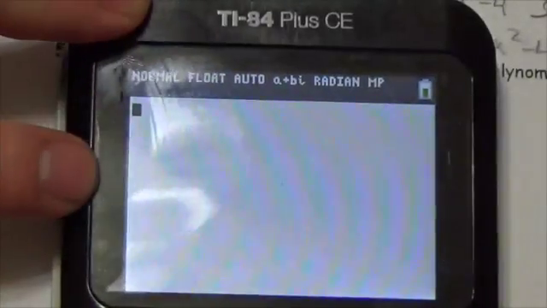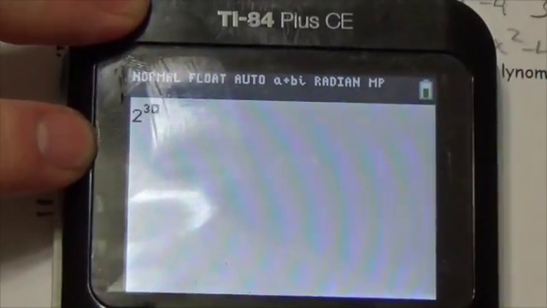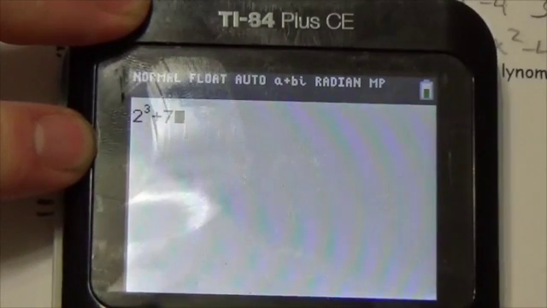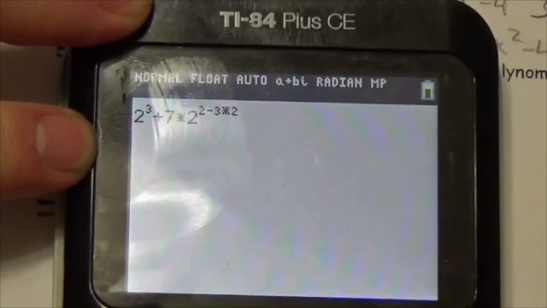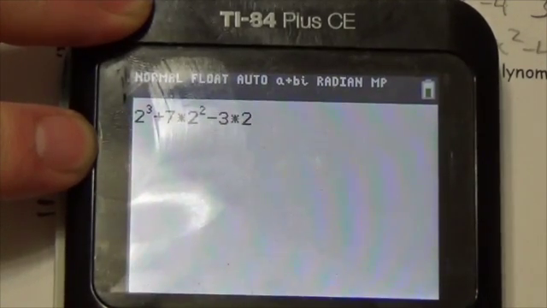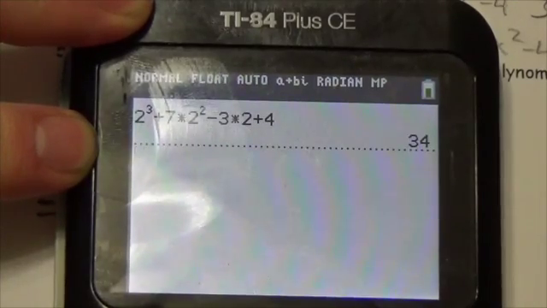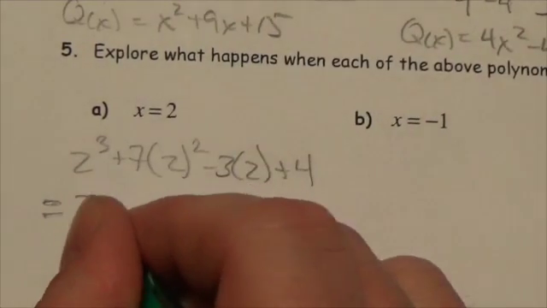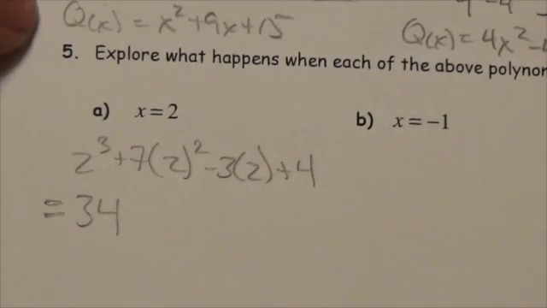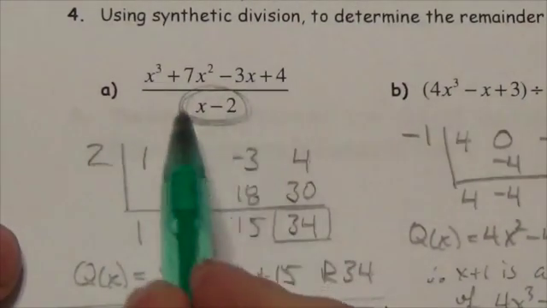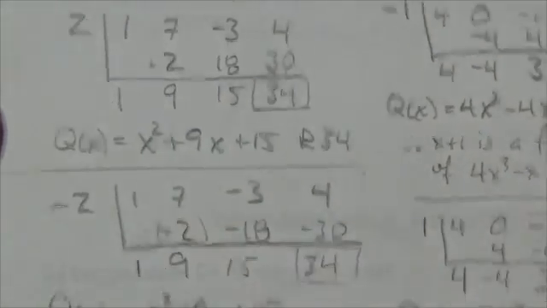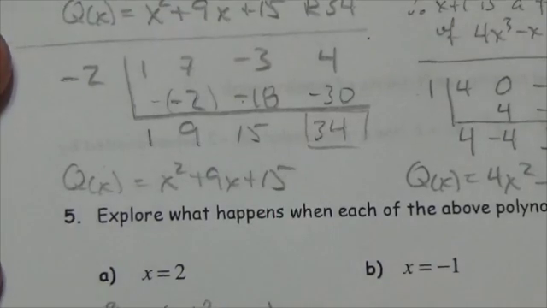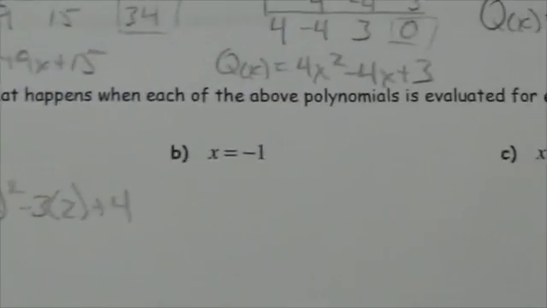This is going to be 2 cubed plus 7 times 2 squared minus 3 times 2 plus 4. And I got 34. Well, now, isn't that interesting? 2 is the number that would make my divisor equal to 0. 34 was the remainder. Look at that. What a coincidence. Let's take a look at the next one.